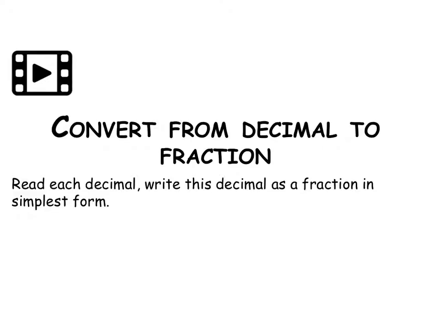So we're going to start by reading the directions and then go on to the examples. So convert from decimal to fraction. Read each decimal. Write this decimal as a fraction in simplest form. So as we taught you in class, you were supposed to read it, write it, and simplify it, and that's what we're going to do in the example.